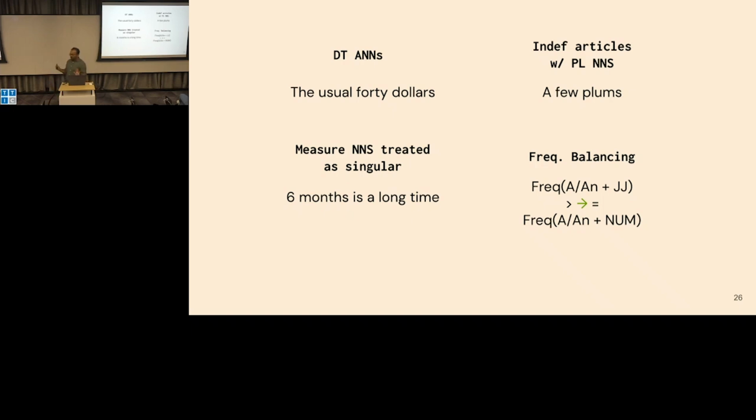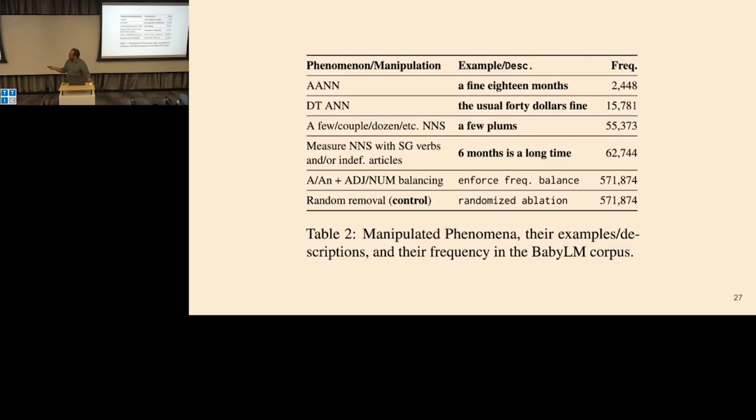And there's a very ruthless frequency balancing, where we slashed any occurrence to make sure that the probability of "a" or "an" following an adjective is the same as the probability of it preceding a number. And what you could see is that all of these conditions are way more frequent than the ANN. And then just to make sure that we're not just looking for confirmation bias, and that the results cannot be explained by data loss, we also removed random non-hypothesis-conforming sentences. These were sentences that do not follow any of these patterns, but were still removed randomly.